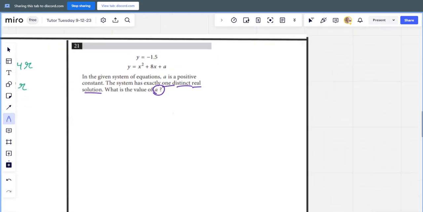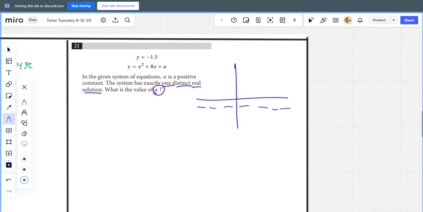So I see we've got a linear equation, y equals negative 1.5. Looks kind of like this. And we've got y equals x squared plus 8x plus a. Something like, oh, I don't know. If we wanted to have one solution, it's going to have to intersect at exactly one point.